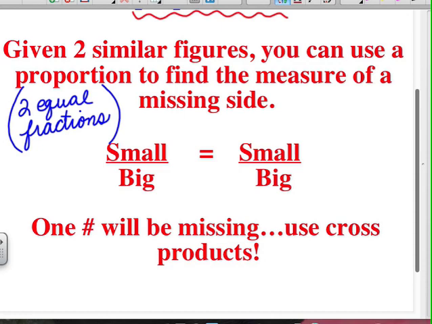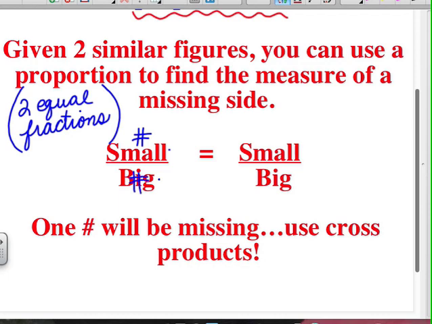When you go to set this up, you're going to take a measurement from the small triangle and find who it corresponds to on the big triangle, and the big triangle's measurement goes on bottom. So you're going to hear me say small over big. Again, it's all about corresponding sides. So the side on the small triangle corresponds with what side on the big triangle, and then you set it up. Small measurement over big measurement. So you'll have real numbers here.